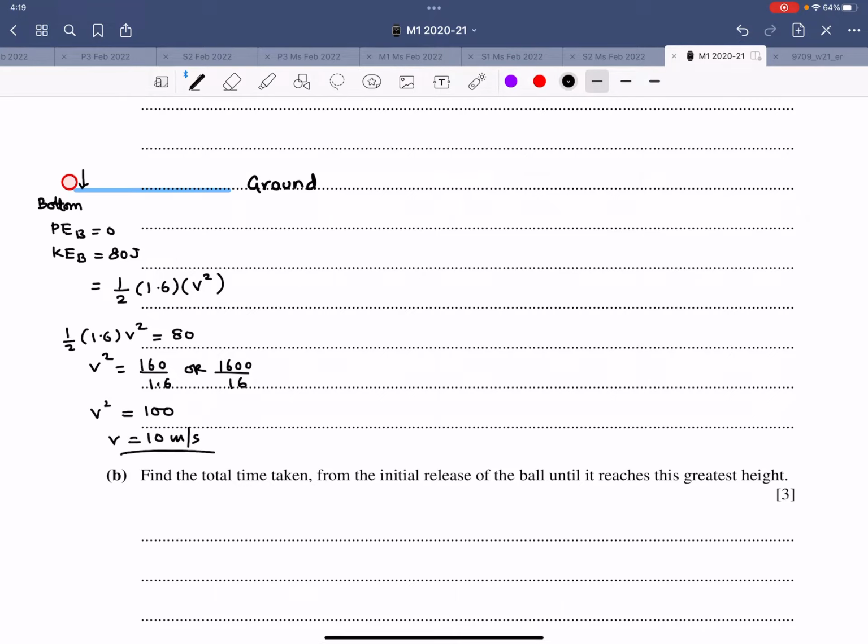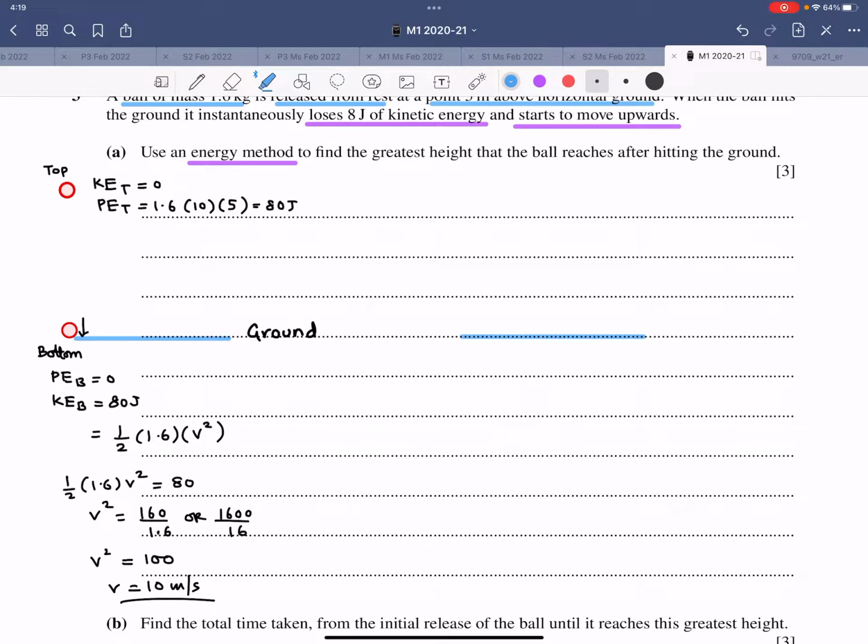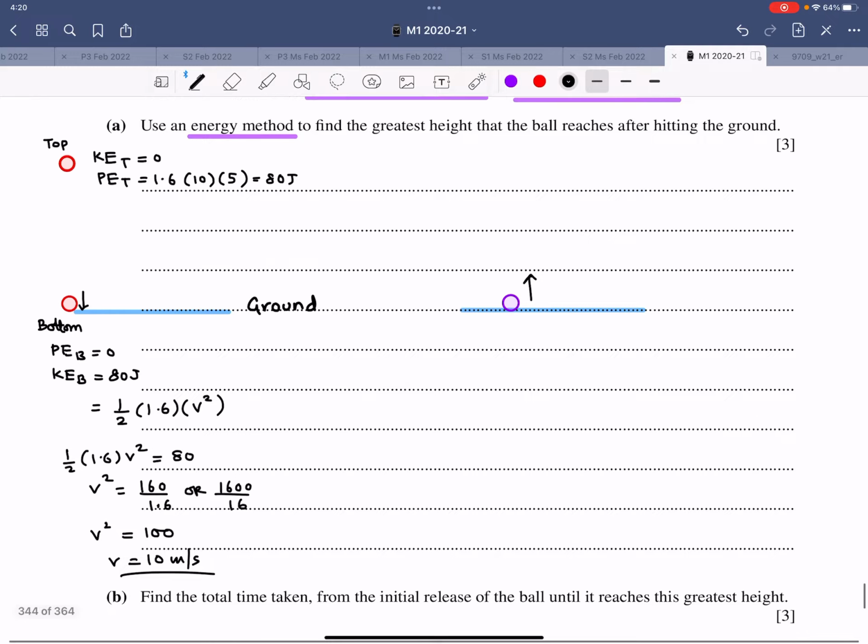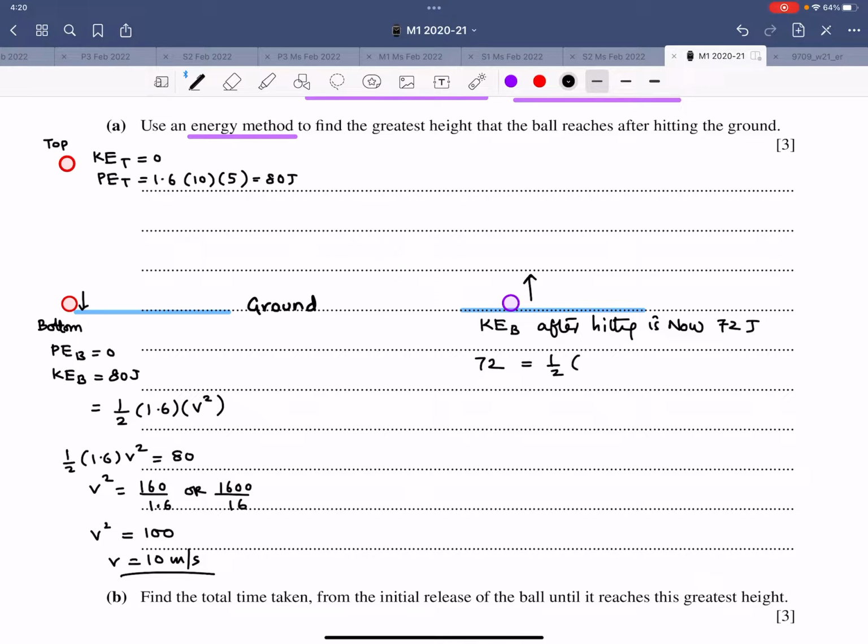Now let me move ahead and draw it further. Now what's happening is that it's going to rebound. So let me use a purple marker. Now it's rebounding up, but it's not going to rebound with the same velocity. Why? Because it has lost 8 joules of kinetic energy. So kinetic energy at the bottom after hitting is now 72 joules. Keep that in mind. Therefore, this 72 joules is equal to half into 1.6 into w square. That's the new speed with which it's going to rise up. This was v and this is w.